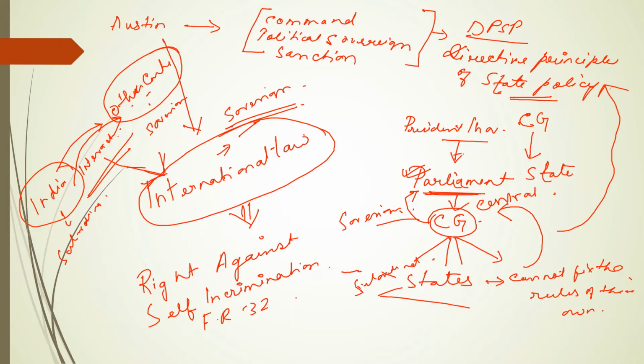Austin explained law in three terms. First is command, second is political sovereign, and third is sanction. Command is order. You have to follow the order of the sovereign. If you don't follow, there will be punishment. He also explained international law as sovereign, because when our nation, India, wants to interact with a foreign country, it also needs to obey international laws, rules and regulations. In such a situation also, international law will act as a sovereign for us. So this is nothing but a right against self-incrimination. Now we are going to discuss how Austin's theory of law got criticized by Salmond. Let's explain in the next page.